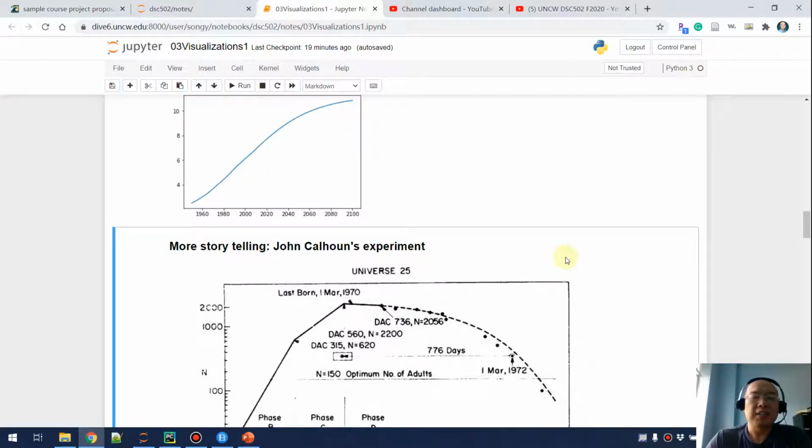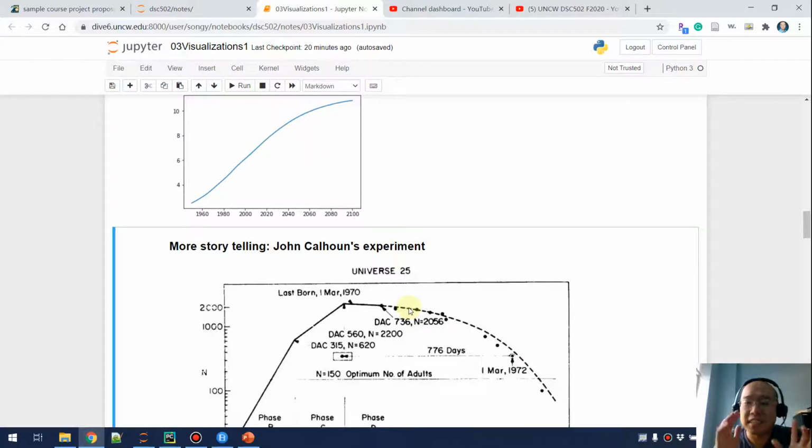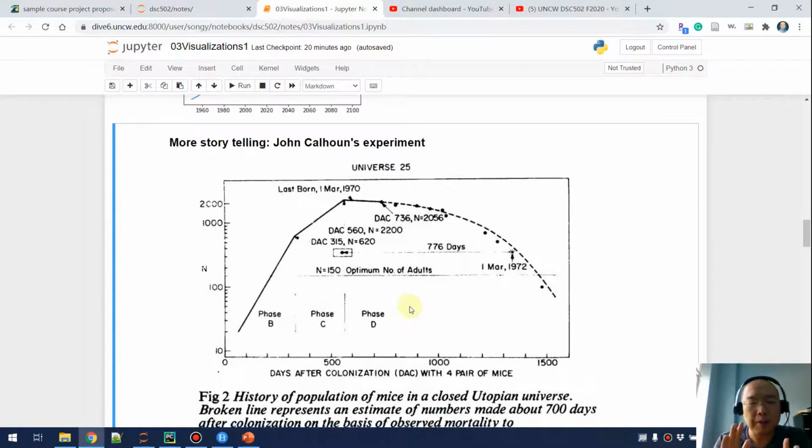Calhoun experiment. Well, if you know this story, this is really an interesting side story to talk about, especially when you are putting this visualization and the next visualization together, you can tell a really interesting story. So let me try. Well, I know this story, so let me tell you this story first. Okay, and then for John Calhoun, well, he did an experiment.